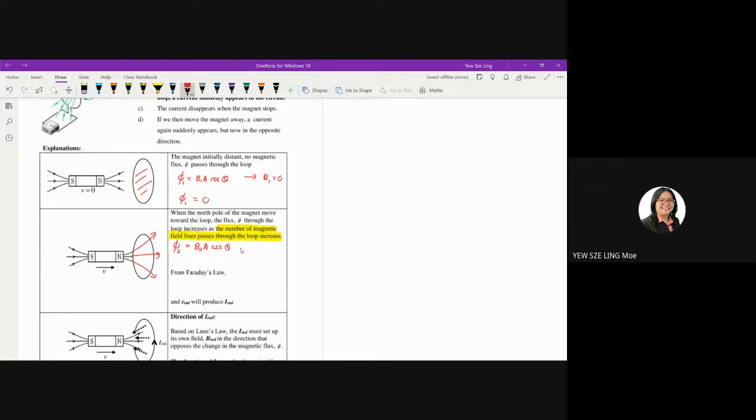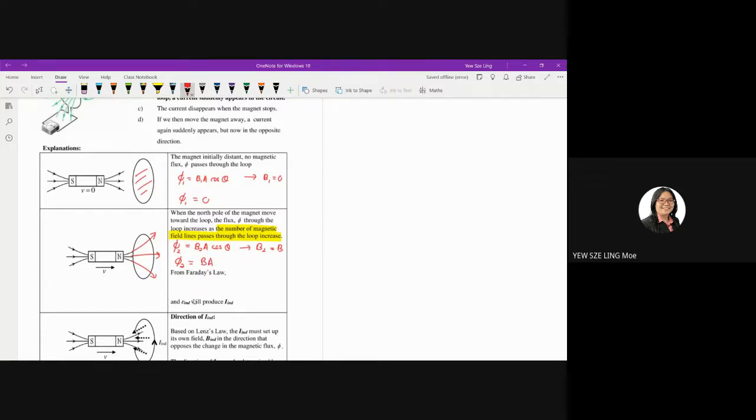Now my B2 is no longer equal to 0. The number of field lines passing through the coil is no longer equal to 0. So B2 is equal to B. What does it mean? It means now my magnetic flux is equal to BA.